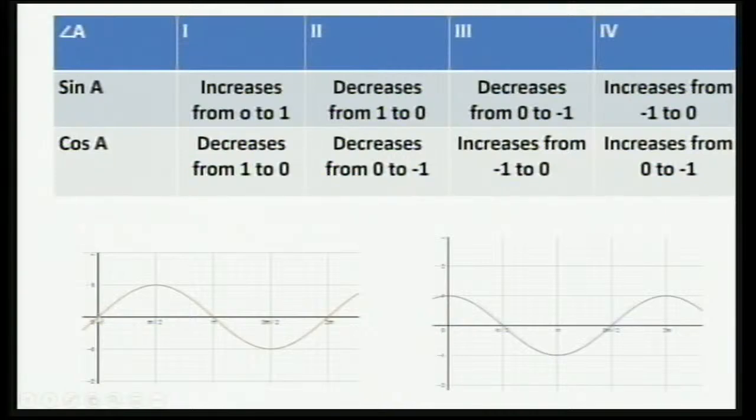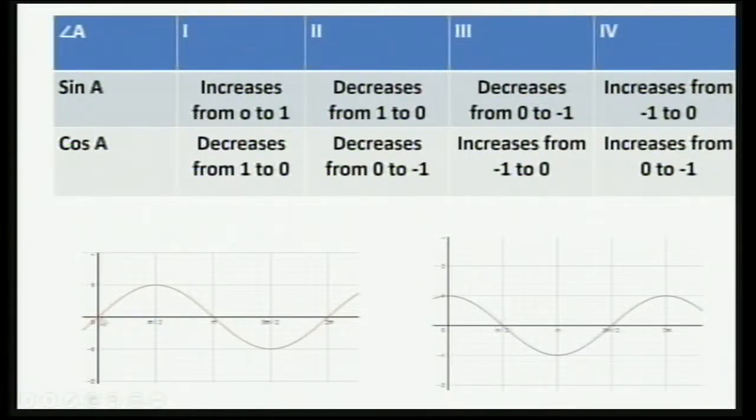What is happening to sine from 0 to pi by 2? The height is increasing, in the positive direction. So it increases from 0 up to 1. In the first quadrant, sine value ranges from 0 to 1. If we move to the second quadrant, that is pi by 2 to pi in radians, pi by 2 meaning 90 degrees, the graph is decreasing from 1 to 0. So sine increases from 0 to 1 in the first quadrant and decreases from 1 to 0 in the second quadrant.